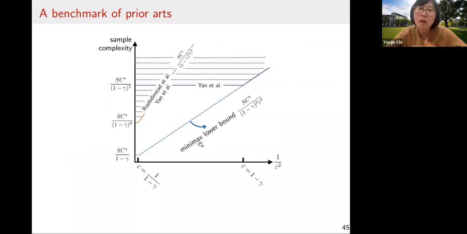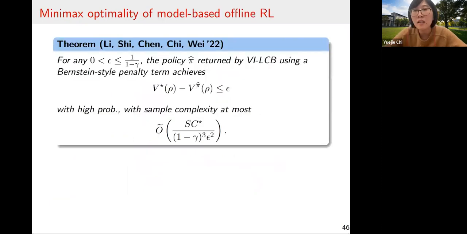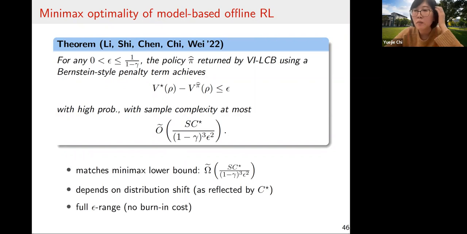However, these results still have a considerable gap from the minimax lower bound, where we see that some of the previous algorithms only achieve the minimax lower bound once the sample size is quite large. So the natural question is, can we develop an algorithm that actually matches the minimax lower bound? It turned out that with some careful analysis and a more careful construction of the pessimistic penalty term, we can show that value iteration in conjunction with the LCB can achieve the minimax lower bound over the entire range of the sample complexity and the entire range of the accuracy.